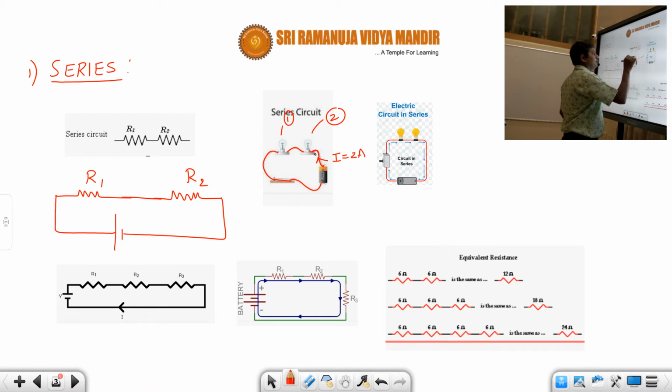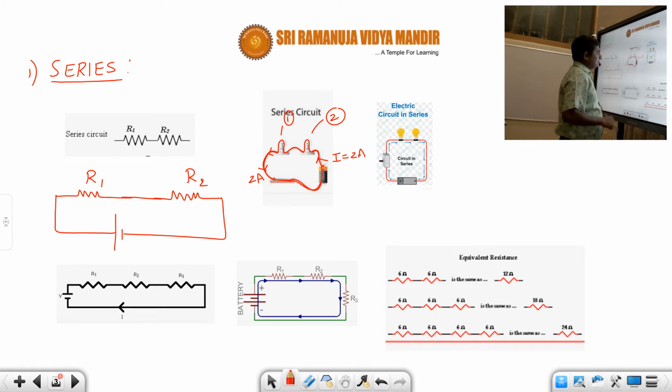So 2 amperes will flow like this through this bulb, then it will come out, pass through this bulb, and come out. Then it will go into this one. So that means the same current is flowing here, in this bulb also the same current is flowing, and in this bulb also the same current is flowing.